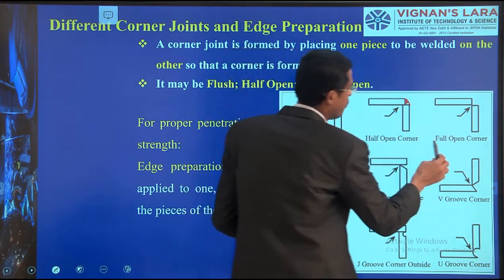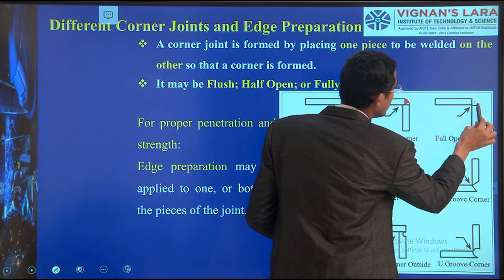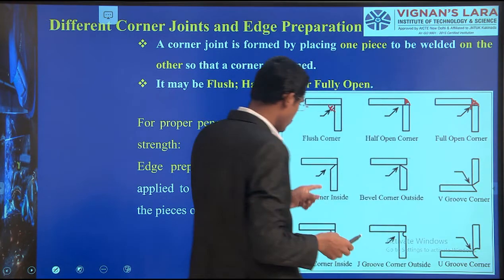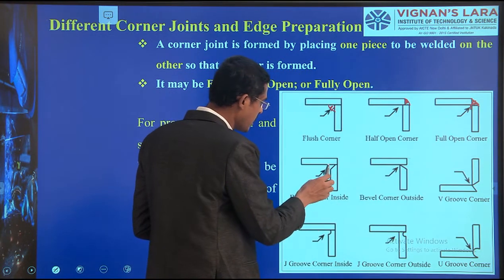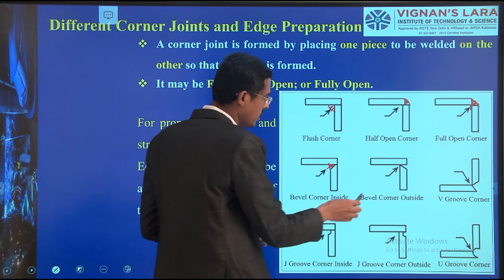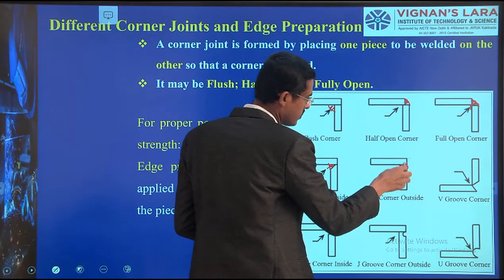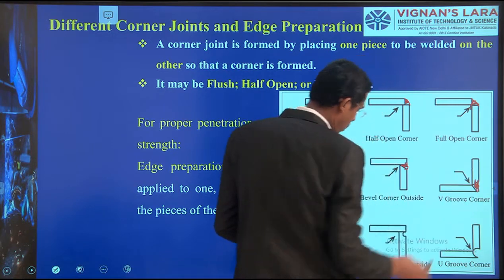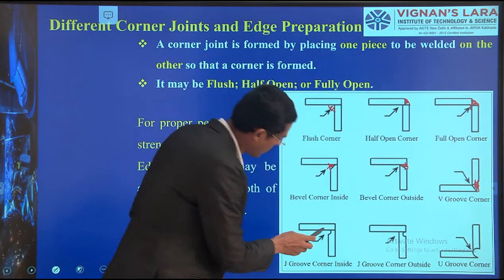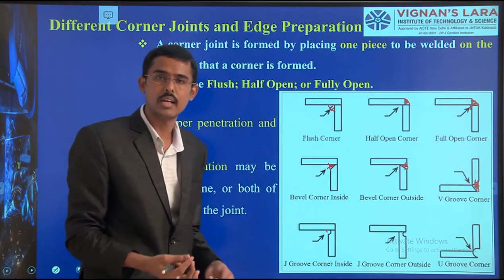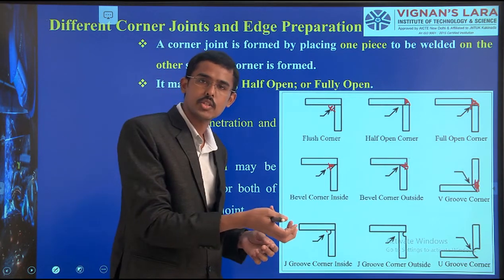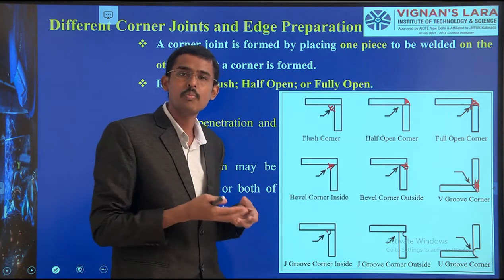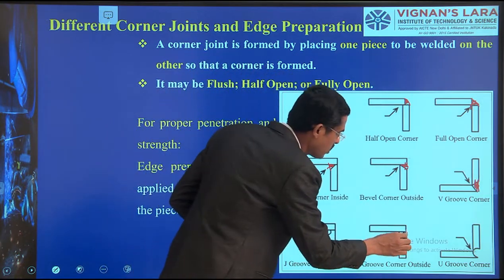Half open corner. For this, it is moved entirely. See, this is moved entirely. The corner is this point. So I can weld here. Here, bevel corner inside. So here I can weld. Here I can weld. Similarly here also. So V groove corner, J groove corner. This edge preparation is done to add filler material in between those two members to make it stronger. So such things we can do here.